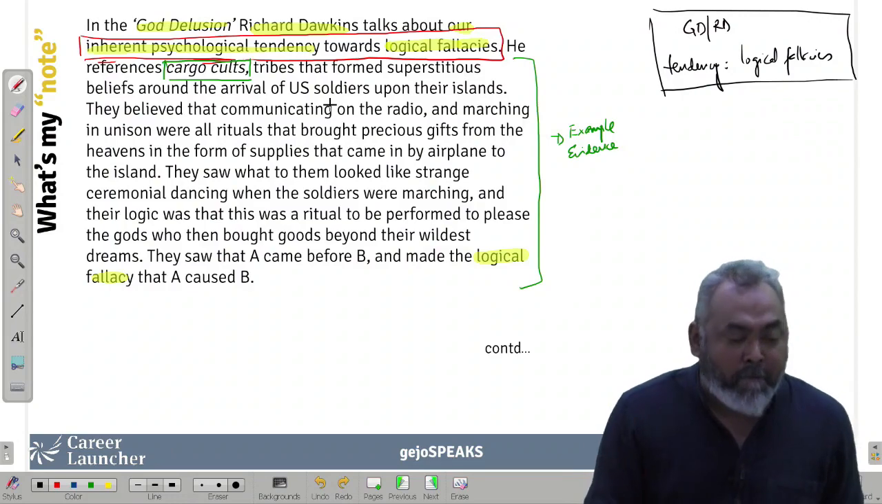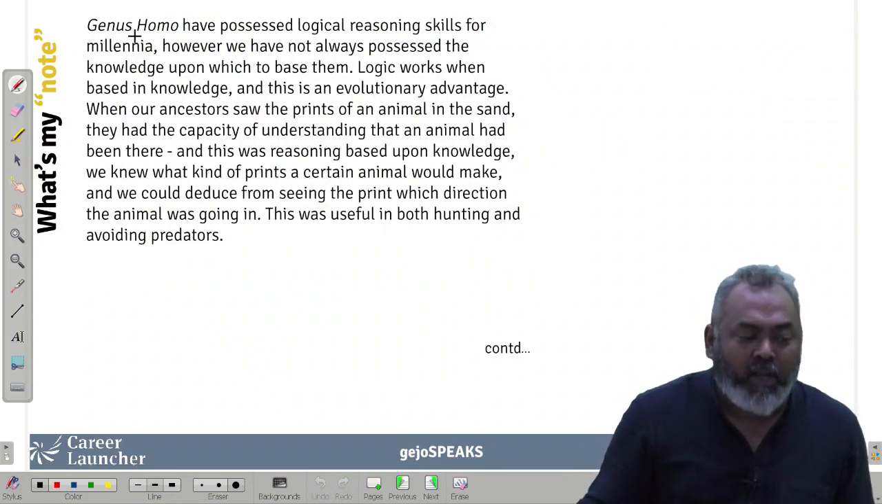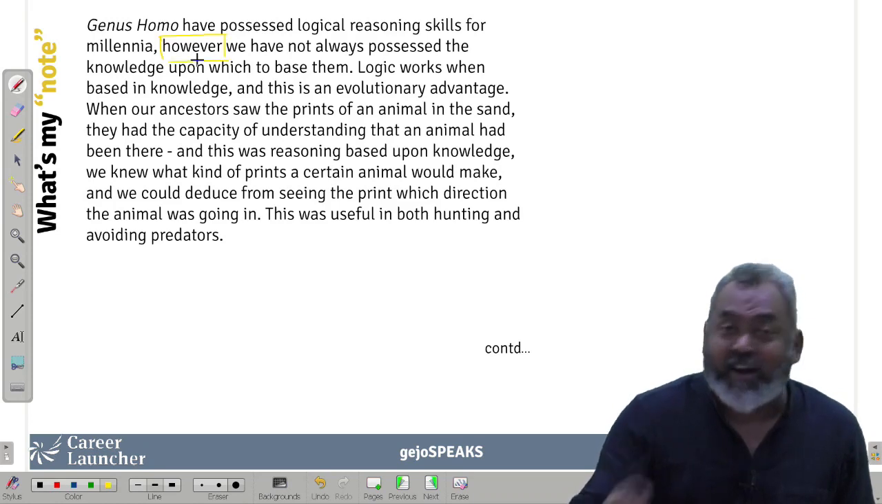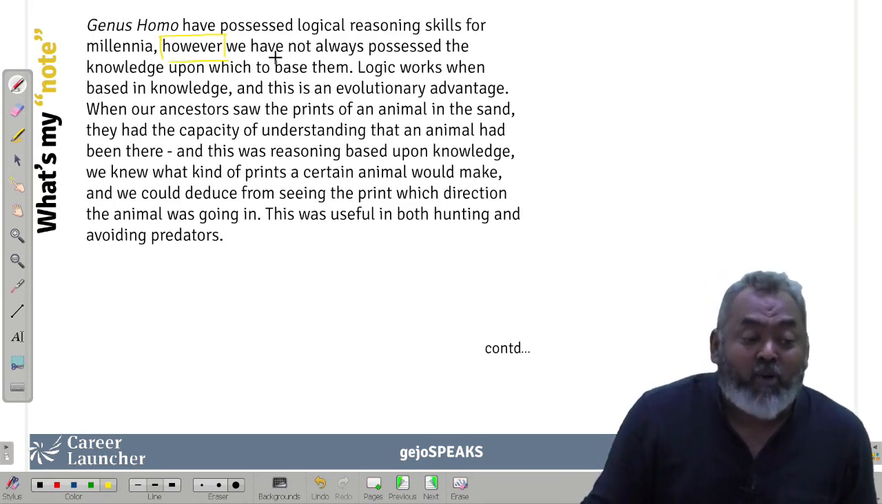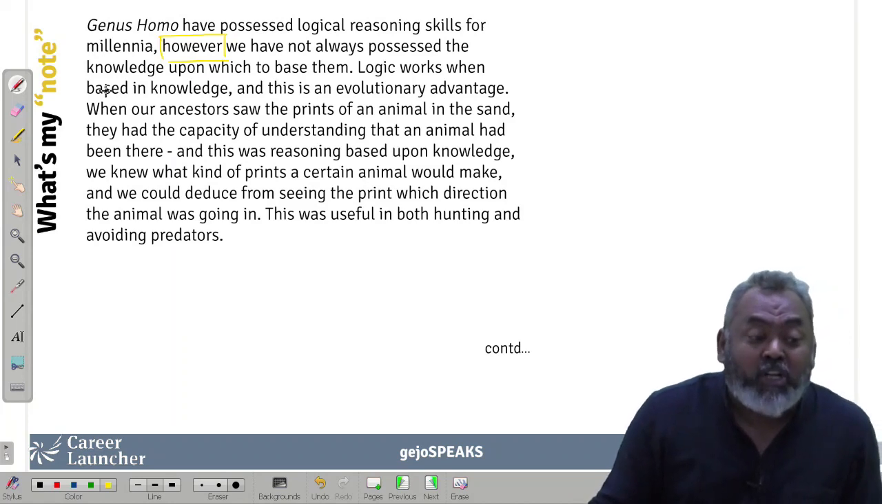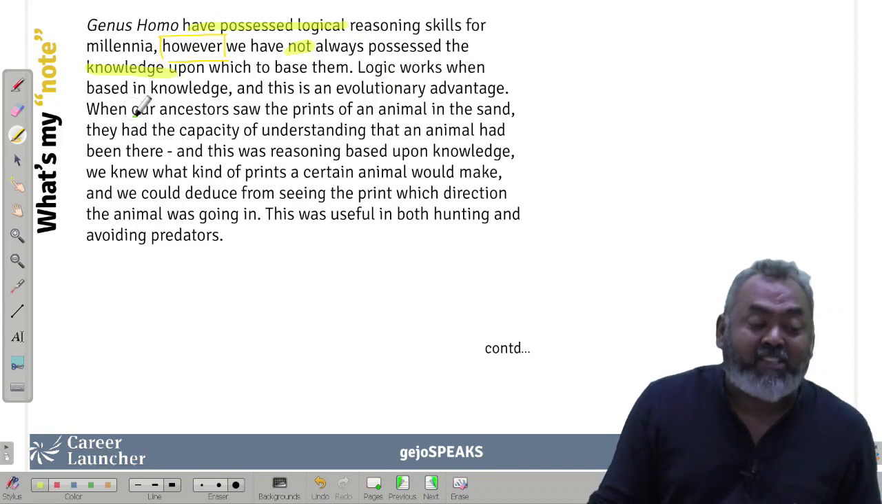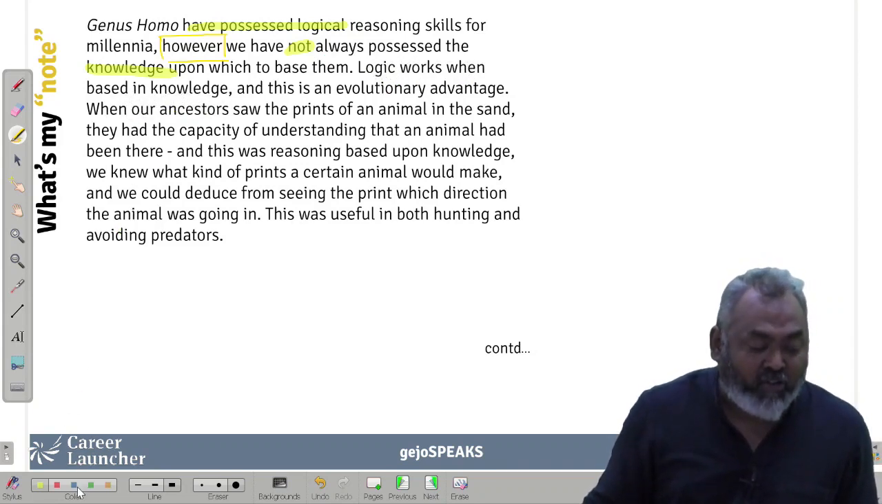Let's look at paragraph number 2. Genus Homo have possessed logical reasoning skills for millennia. And there is that word, however, our transition word. However, we may not always possess the knowledge upon which to base them. Okay, we have logic, but not knowledge. Logic works when based in knowledge, and this is an evolutionary advantage. Oh, good statement. We have the statement, ladies and gentlemen.